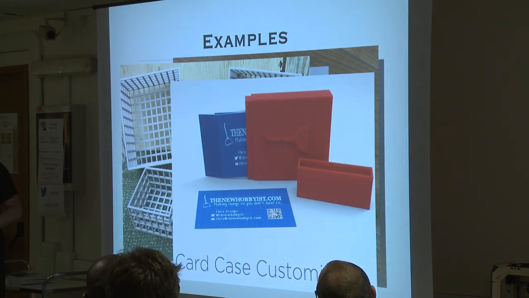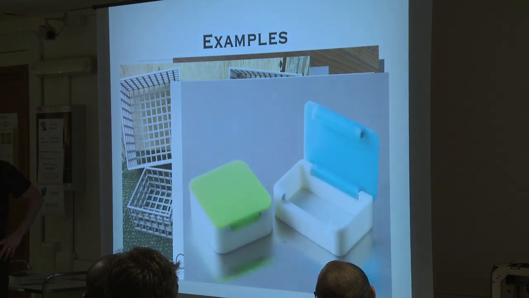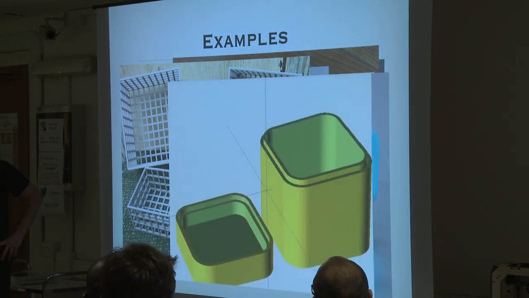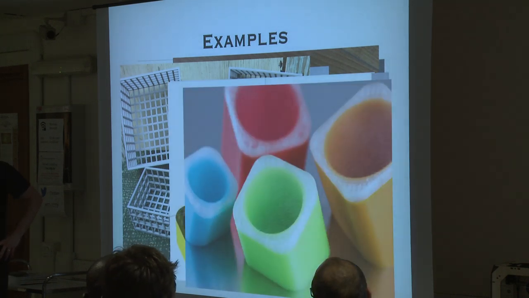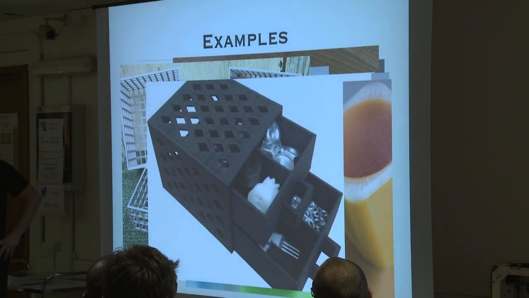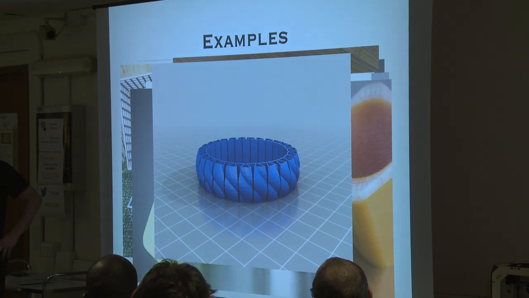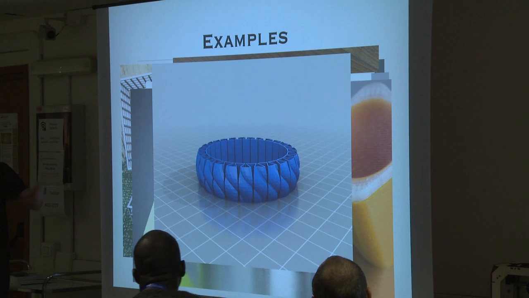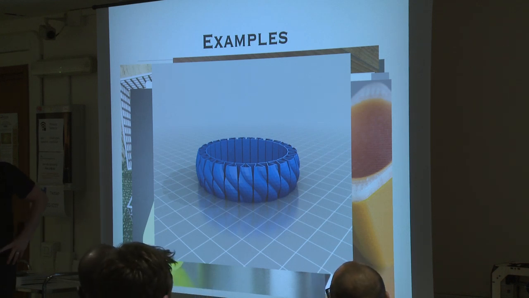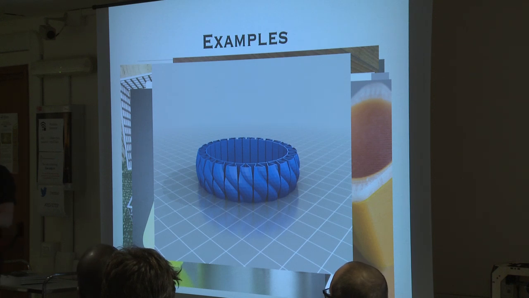And credit card holders, small boxes, big boxes, conceptual boxes, drawers, battery boxes. And the next thing that people tend to model is jewelry pieces. I couldn't believe that this was OpenSCAD when I saw it, but somehow it's a very simple OpenSCAD model. Yeah, here it is.